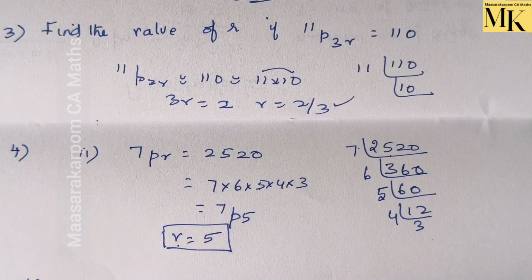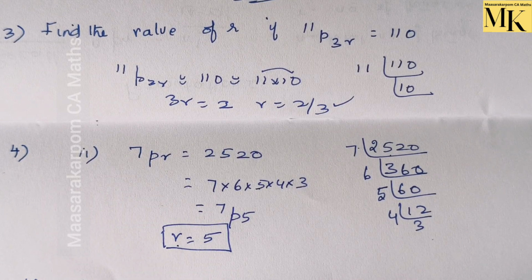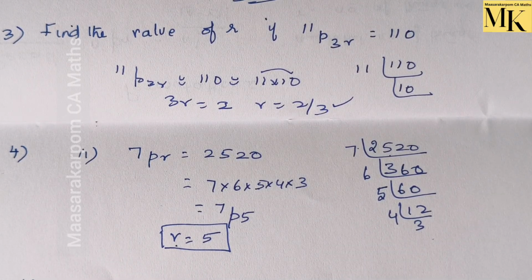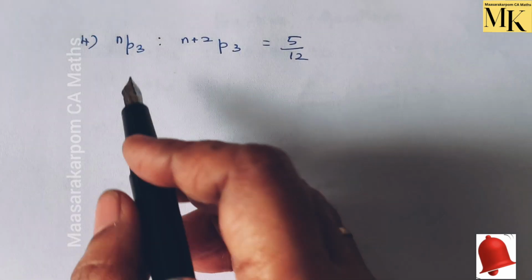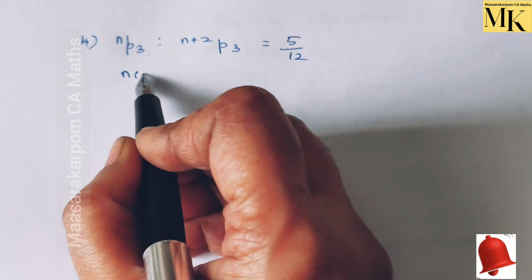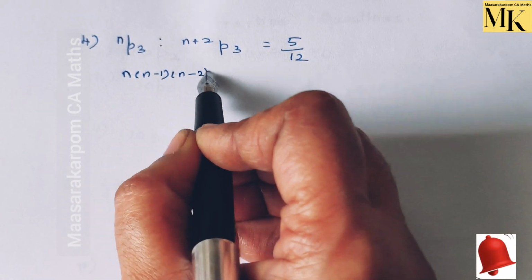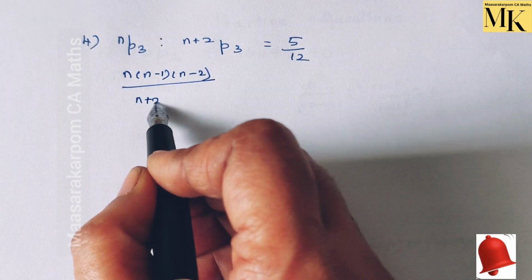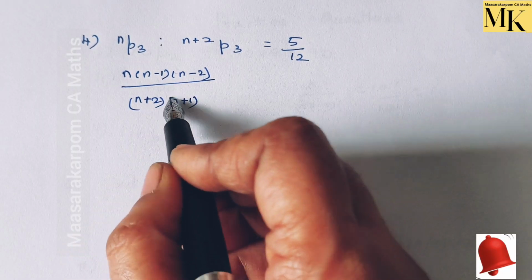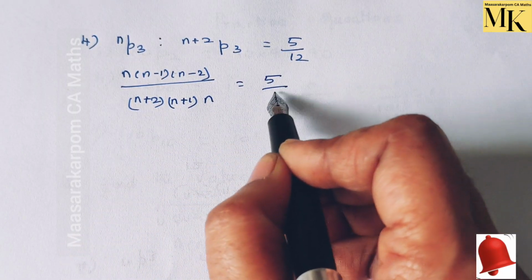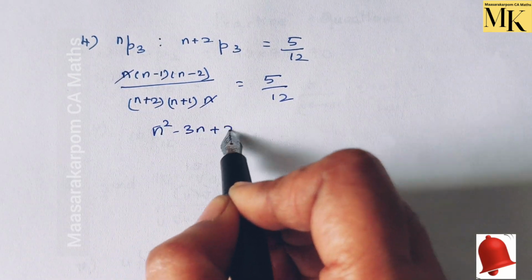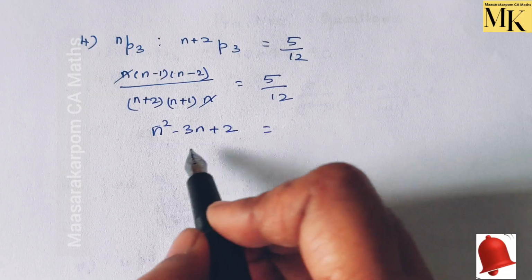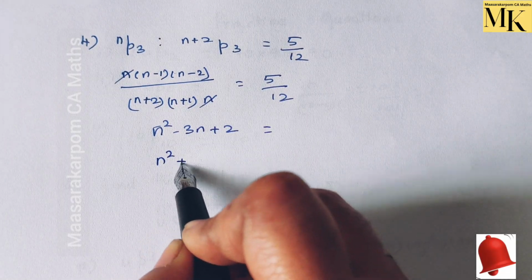Next, nP3 is to (n plus 2)P3 is equal to 5 by 12. You are asked to find n. nP3 can be written as n into n minus 1 into n minus 2. Then (n plus 2)P3 starts from n plus 2 with 3 terms, so n plus 2, n plus 1, n. So you can write this divided by this is equal to 5 by 12. You can cancel n, then multiplying, you get n squared minus 3n plus 2 divided by n squared plus 3n plus 2 is equal to 5 by 12.